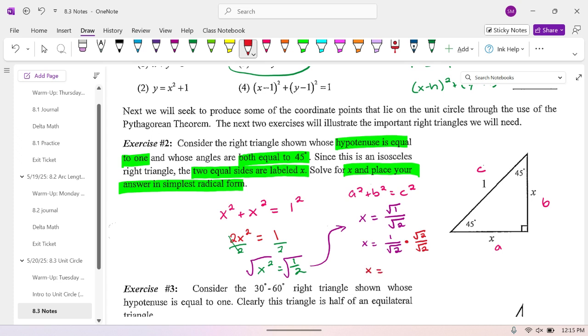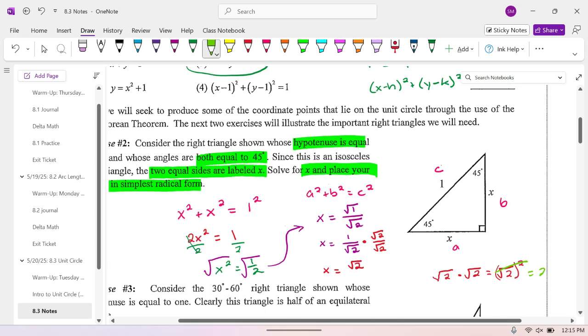So 1 times square root of 2 is obviously square root of 2. If I multiply the square root of 2 times the square root of 2, what do I get? Think about it. That's the same thing as square root of 2 squared, right? What's the square root of 2 squared? Just 2. So square root of 2 times the square root of 2 is the exact same thing as the square root of 2 all squared, which means that these cancel out and I'm left with 2.